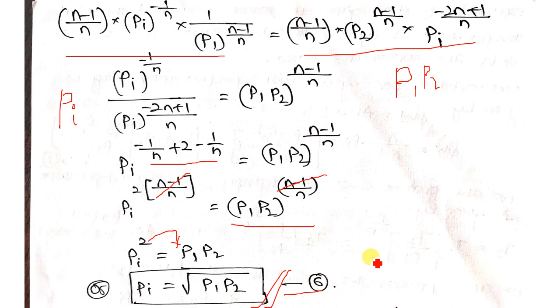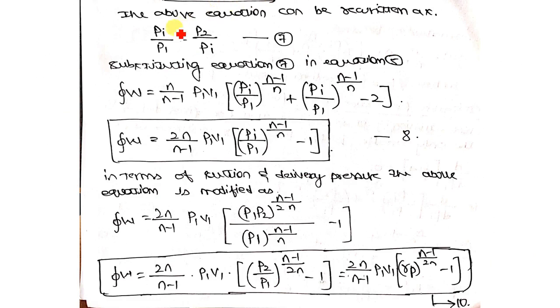Okay, so from the above expression, you can even write this particular thing, which is Pi divided by P1 is equal to P2 divided by Pi. So substituting this in equation number 5, which is the work done expression we have just derived, you will get this expression. And what does this expression state? This expression gives the value of the minimum work input you are giving. This is subject to the condition that your Pi value must be equal to the square root of P1 into P2.